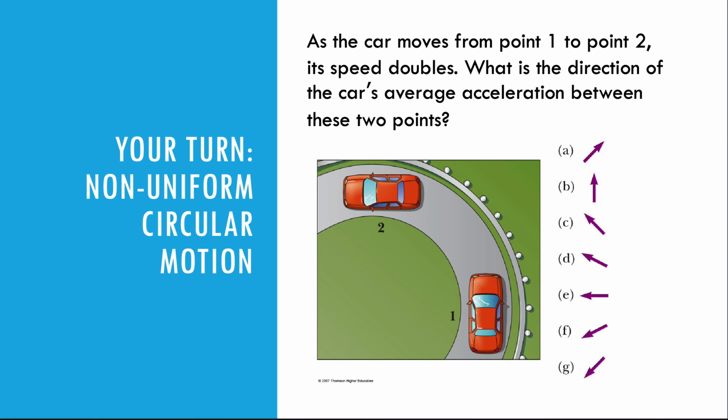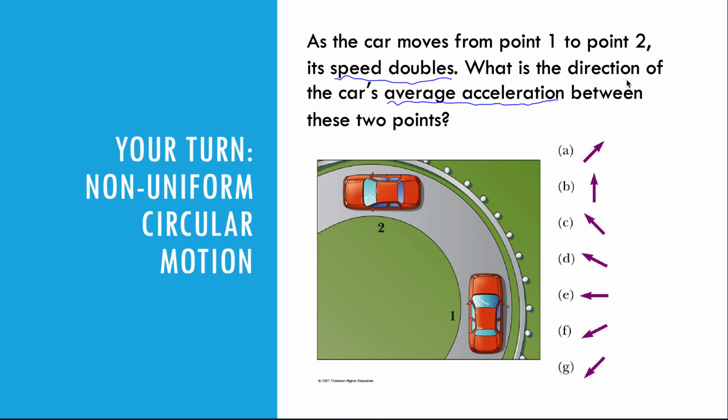Let's look at this question. As the car moves from point 1 to point 2, its speed doubles. What is the direction of the car's average acceleration between these 2 points? So we're moving in a circle, our speed is changing, so that's non-uniform circular motion. We're looking for average acceleration, though. We haven't talked about that recently. We just talked about the tangential acceleration and the radial, but not the average. So this question actually does not use the equation that we just saw. We'll see that in a future example coming up very soon.